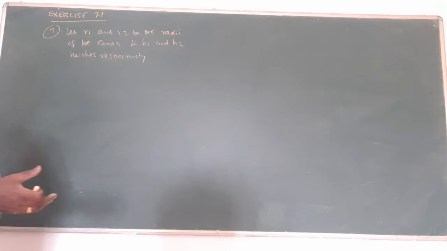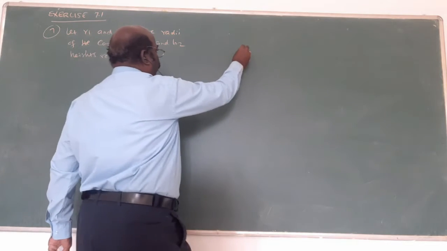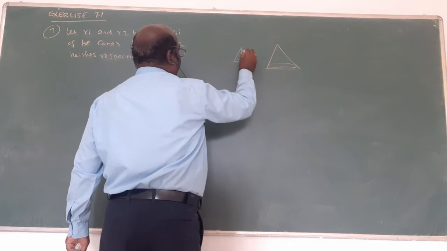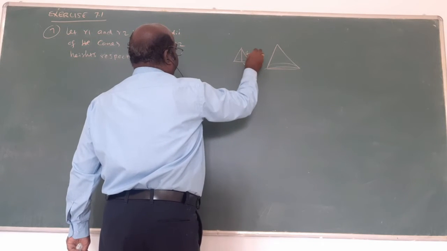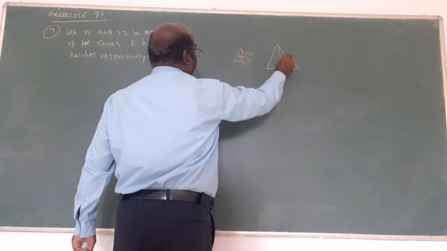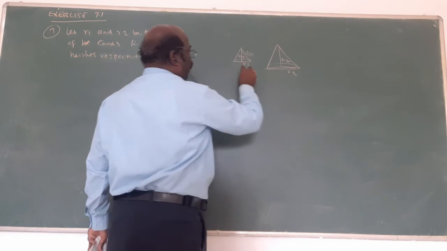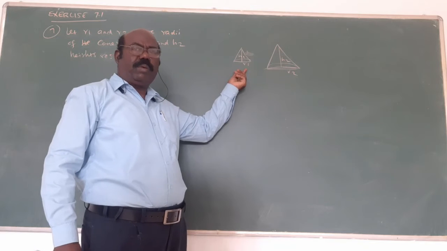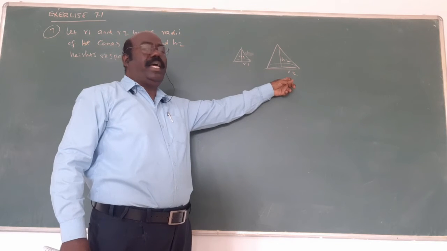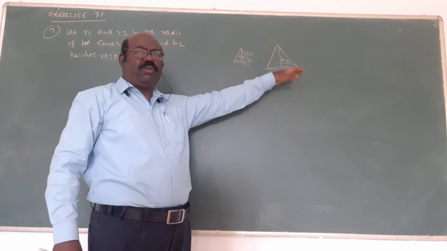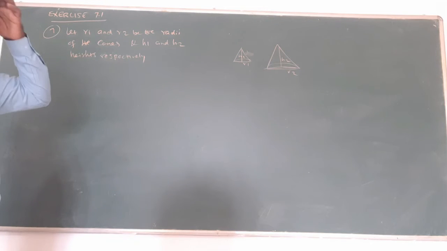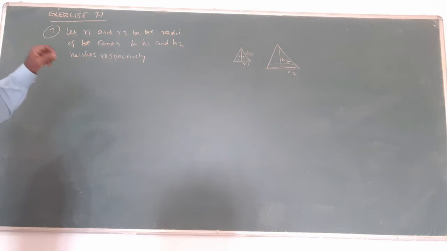Here is one small cone. Listen here. Here r1 is the radius, h1 the height. Here h2 is the height, r2 the radius. r1 represents the smaller cone, and r2, h2 the bigger cone. This is the concept. Now this is our assumption: r1 and r2 are the radii of the cones, h1 and h2 are the heights of the cones.